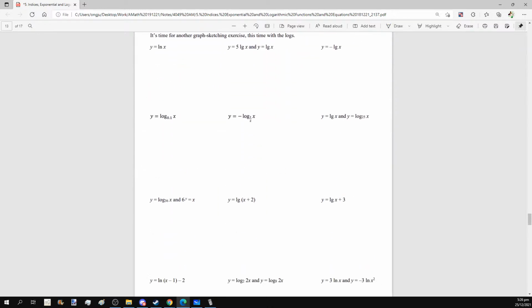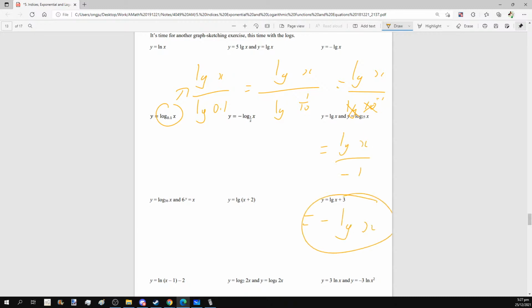So let us see this in action. Over here we have y equals to log 0.1x. If you want to simplify this, we could actually do lgx over lg 0.1. This turns into lgx over lg 1 over 10. This turns into lgx over lg 10 to the power negative 1. At this point, the lg and the 10 cancel out, and we'll get lgx over negative 1. In other words, negative lgx.